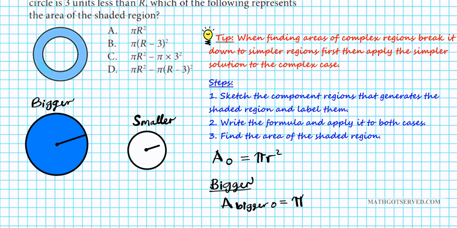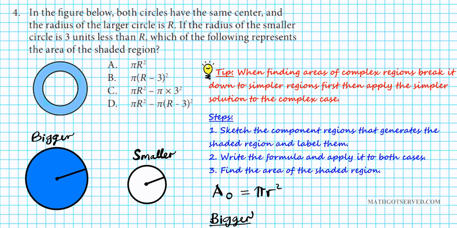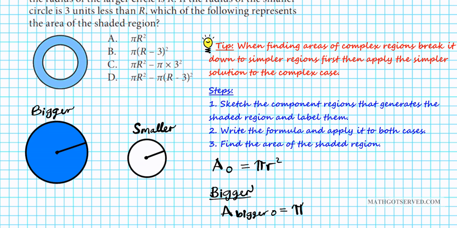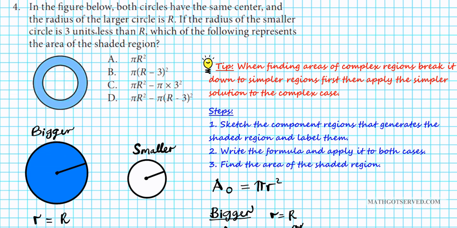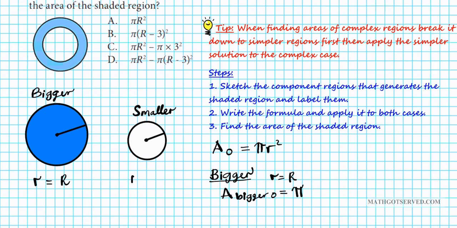So what is the radius of the bigger circle? It was provided to us in the problem. We were told that the radius of the larger circle is r. So for this larger circle, the radius is equal to r. That's what we're going to use over here. Now, the smaller circle has a radius that is 3 units less than big R, the radius of the bigger circle. So the radius of this one is R less 3. Less means subtract 3. Perfect. Now, the area of the bigger circle is going to be pi r squared.